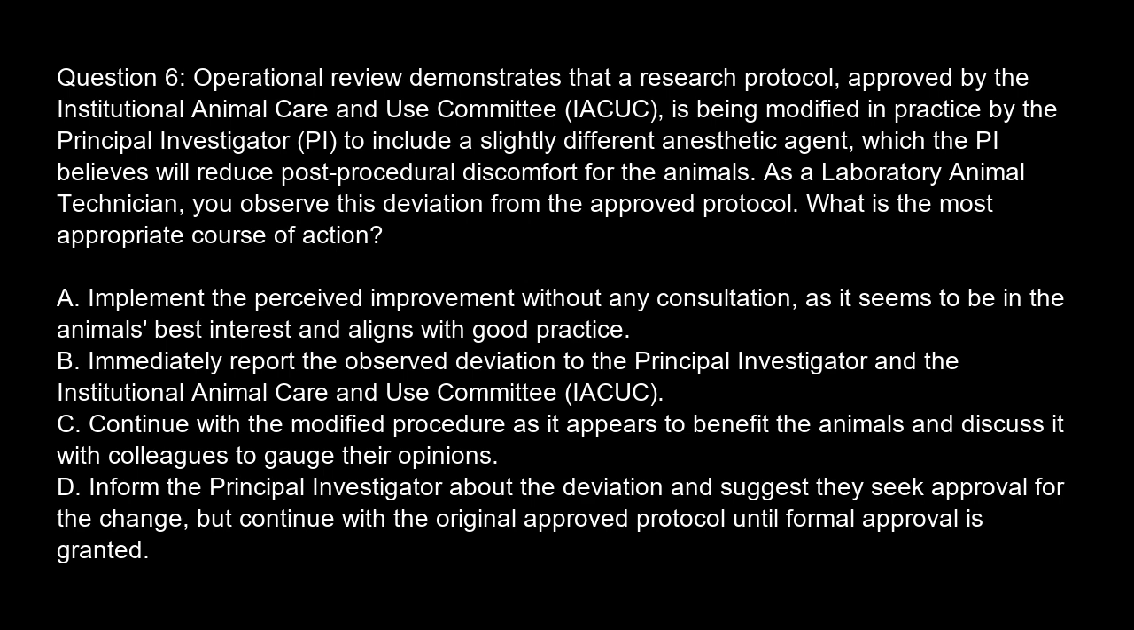Option A. Implement the perceived improvement without any consultation, as it seems to be in the animal's best interest and aligns with good practice. Option B. Immediately report the observed deviation to the principal investigator and the Institutional Animal Care and Use Committee, IACUC. Option C. Continue with the modified procedure as it appears to benefit the animals and discuss it with colleagues to gauge their opinions. Option D. Inform the principal investigator about the deviation and suggest they seek approval for the change, but continue with the original approved protocol until formal approval is granted.